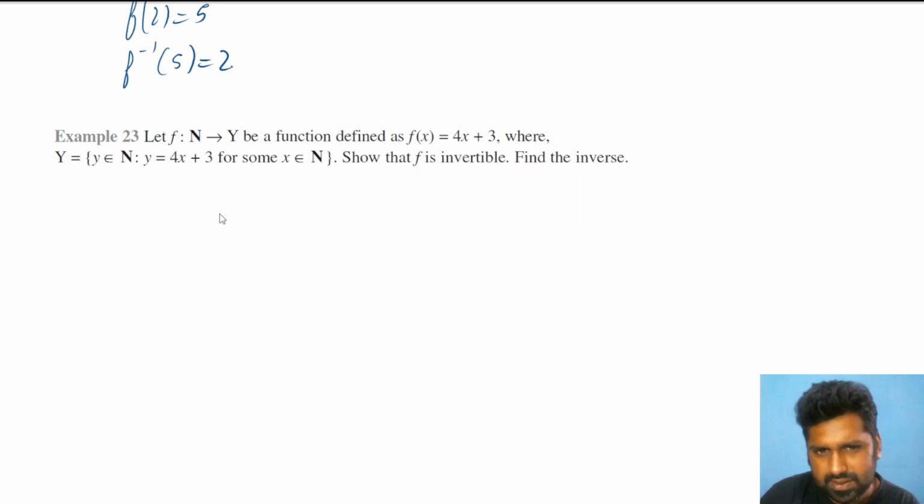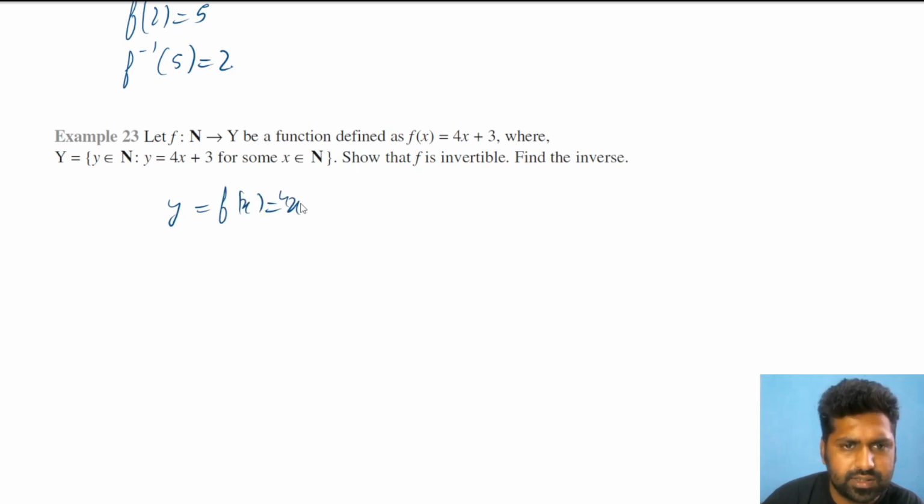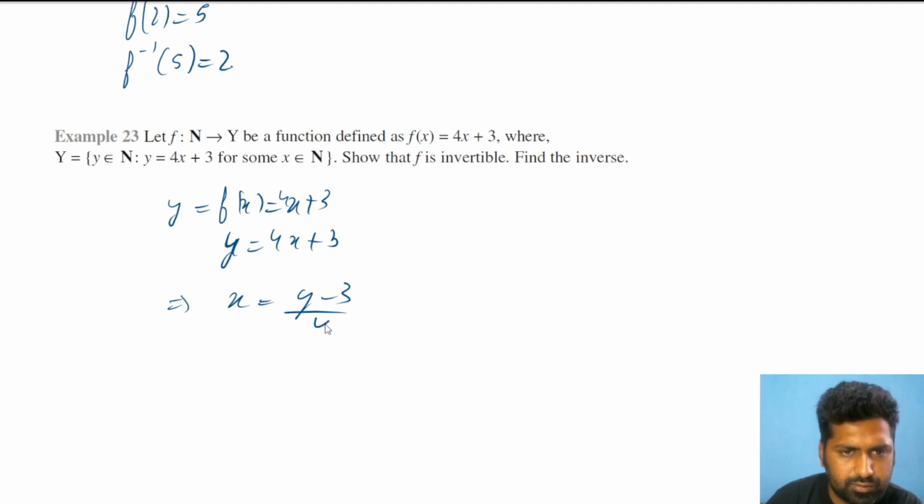If I have to simply say, we'll call this f of x as y. So y is equal to 4x plus 3, that's your function. If you want to generate the inverse function, what do you do? You find x. So I can say x is equal to y minus 3 upon 4. Now this is in terms of y, so that's why we say this is some g of y.